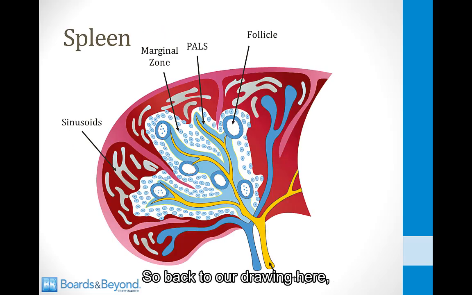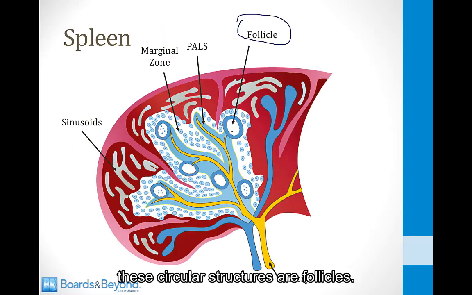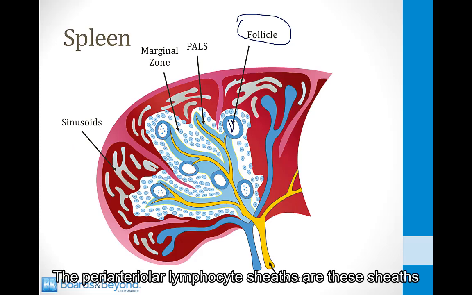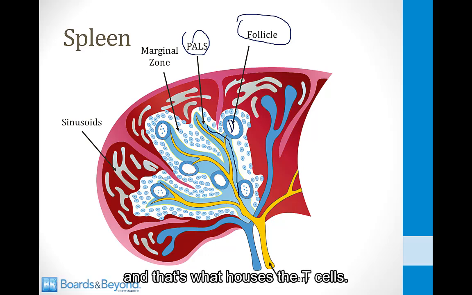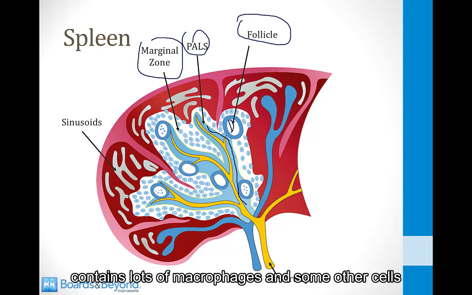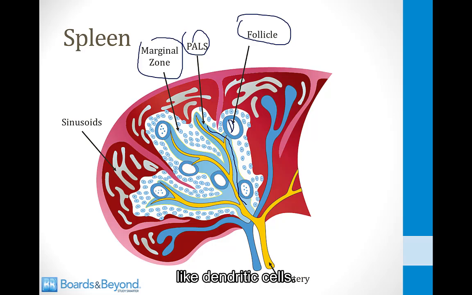So back to our drawing here, these circular structures are follicles. This is what contains the B cells. The periarteriolar lymphocyte sheaths are these sheaths that surround the arteries, and that's what houses the T cells. And then the marginal zone here contains lots of macrophages and some other cells like dendritic cells.